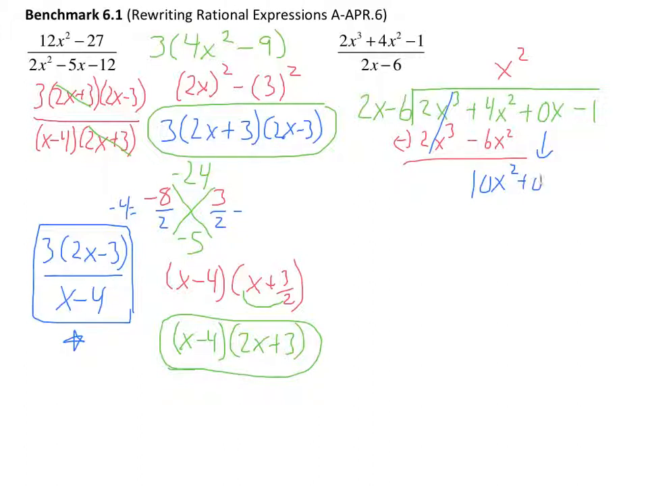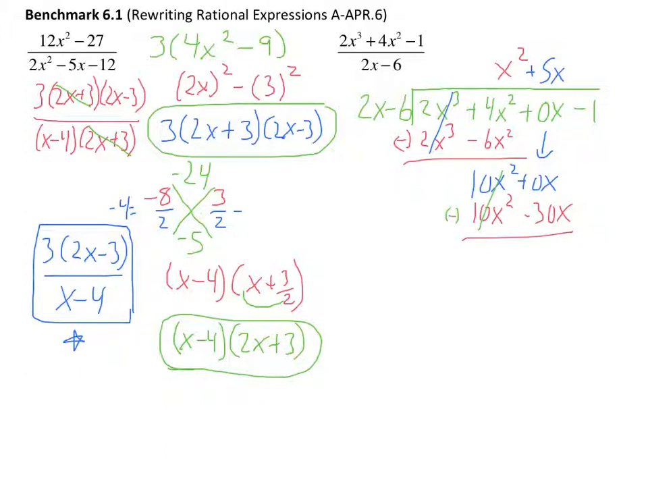Bring down the 0x. My next step is, okay, what times 2x gives you this? Hopefully you notice that's 5x. So I'm going to put a 5x in the x column, and then I multiply 5x times this and 5x times this and put it right underneath here. So 5x times 2x is 10x squared, and 5x times negative 6 is negative 30x. And you should notice that these cancel because you're going to subtract down.